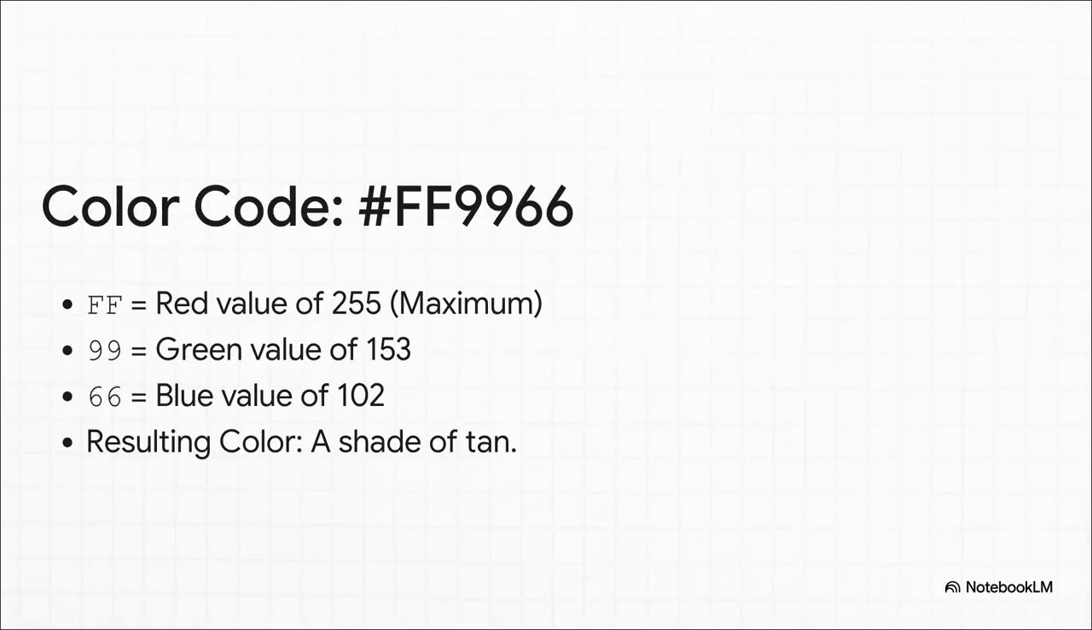Each pair of these hex characters represents a number from 0 all the way up to 255, and that number controls how much of a primary color of light you're using. So in this example, FF is the max amount of red you can have. 99 gives us a good medium dose of green, and 66 gives us a smaller splash of blue. You mix them all together, and what do you get? This very specific shade of tan.